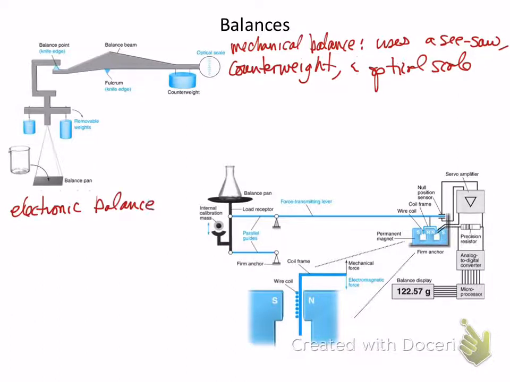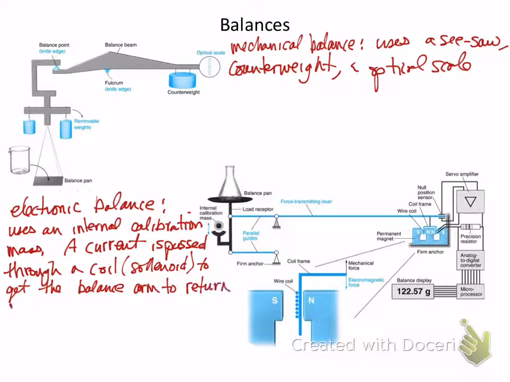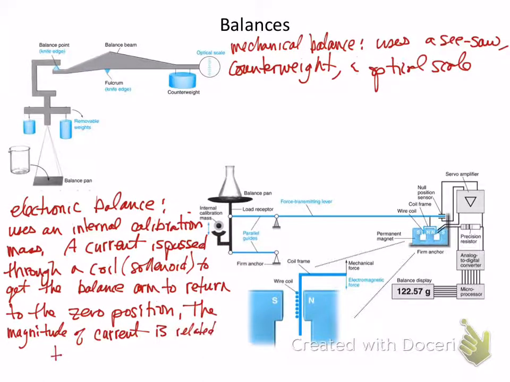Now, the modern electronic balances that we use have electronic circuits, of course, and they actually have an internal calibration mass, and they use a current of electricity that's passed through a coil of wire, which is also known as a solenoid. That coil of wire, when electricity is passed through it, generates a magnetic field, and that magnetic field forces a permanent magnet that's within the magnetic field to move.